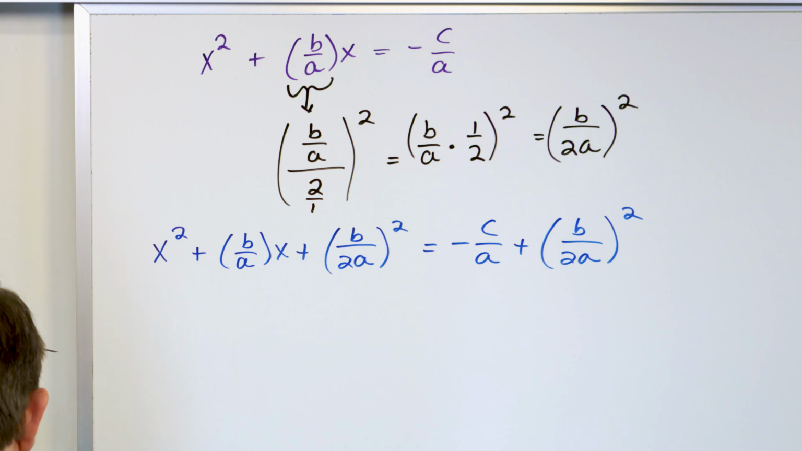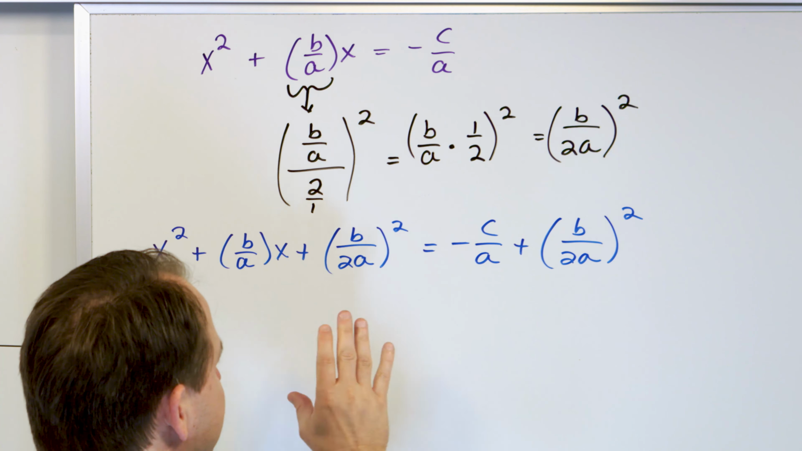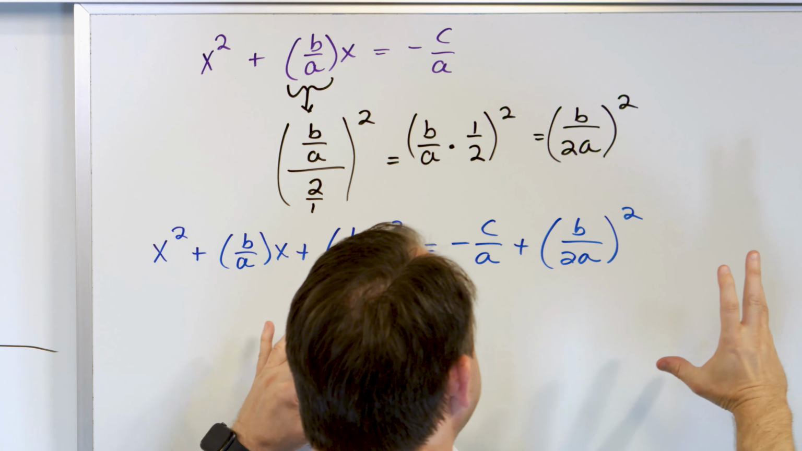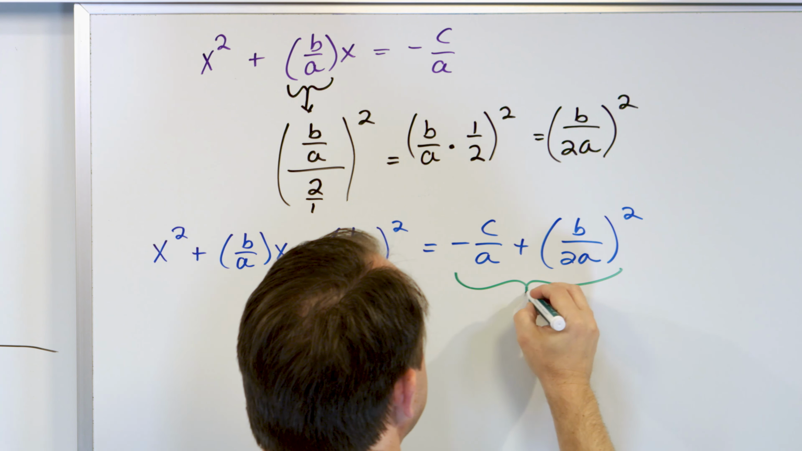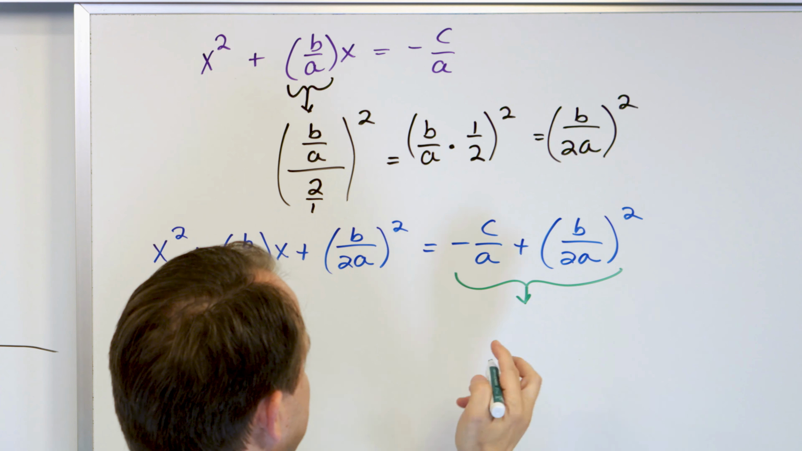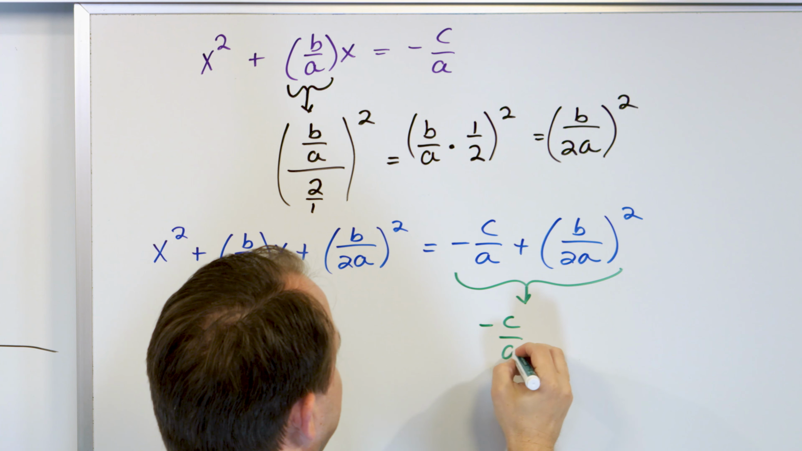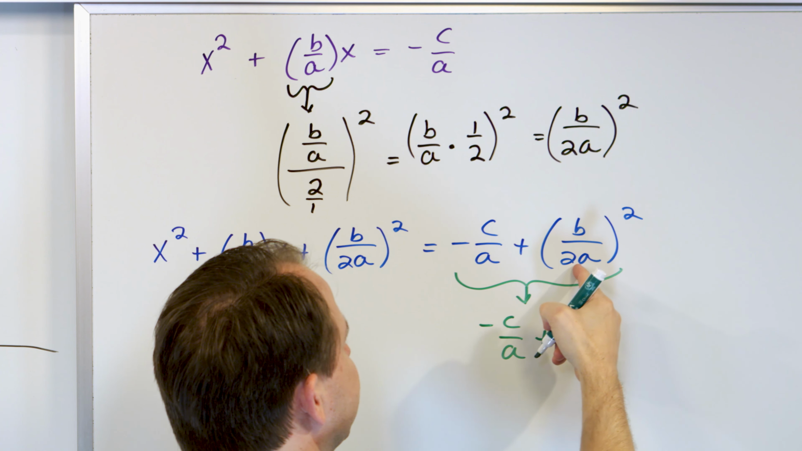Okay. Now the next thing I want to do is work on the right-hand side, because ultimately I'm going to have to add this stuff together and combine it into one term, but it is ugly the way it sits. So I'm going to draw a little arrow here telling you that I'm only now working on this stuff. So let's see what it would come out to be. Negative c over a plus, now this square is going to apply to the b and also to the 2a.